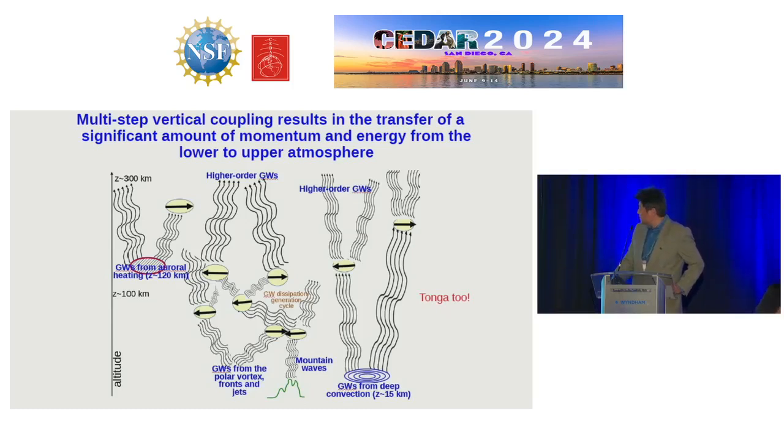And of course, you have aurora-generated gravity waves, and the heavily investigated Tonga volcano eruption also shows gravity waves generated at the surface of the Earth that actually impact the ionosphere above.